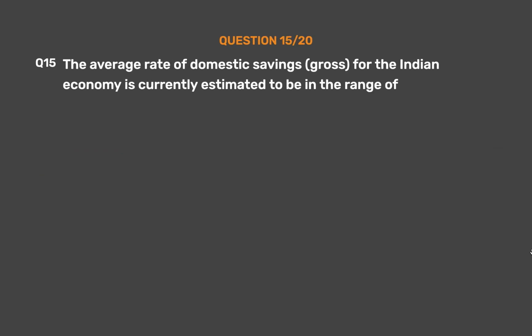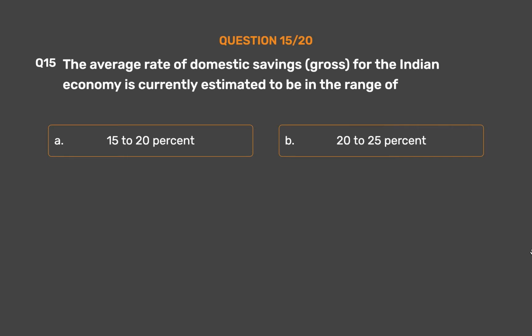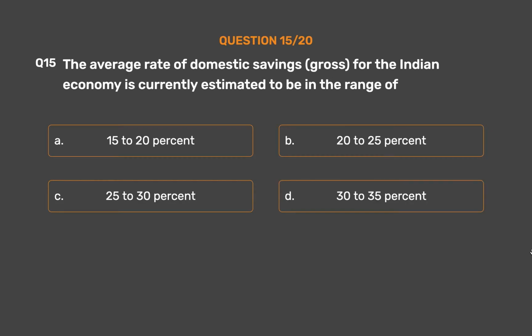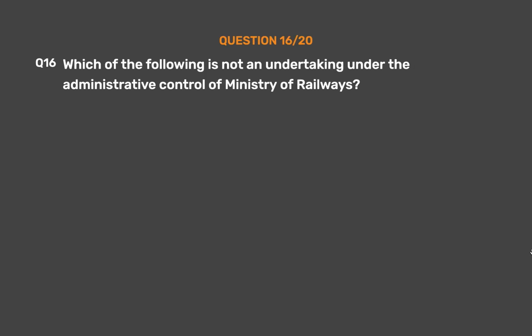Question number 15. The average rate of domestic savings, gross, for the Indian economy is currently estimated to be in the range of Option A, 15 to 20%. Option B, 20 to 25%. Option C, 25 to 30%. Option D, 30 to 35%. The correct answer is Option B, 20 to 25%.